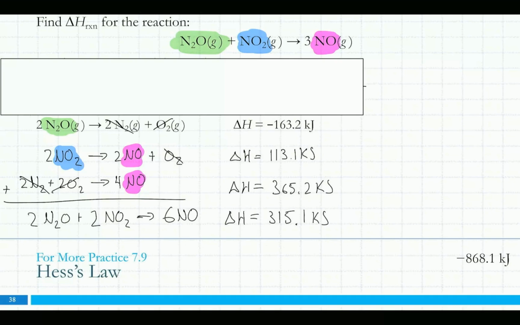But if I reduce this equation by dividing everything by 2, that means I also have to divide my delta H by 2, which is the same as multiplying by a half. So my final delta H will be 157.6.